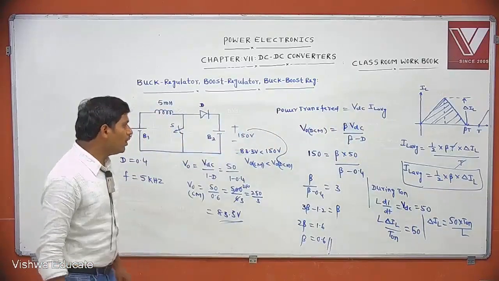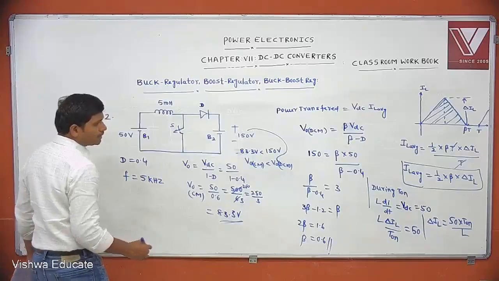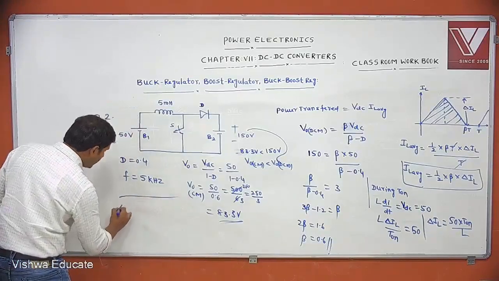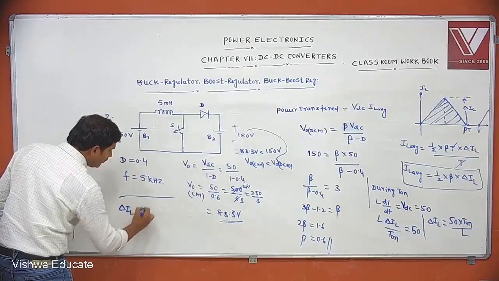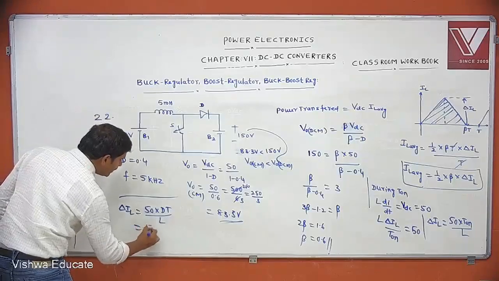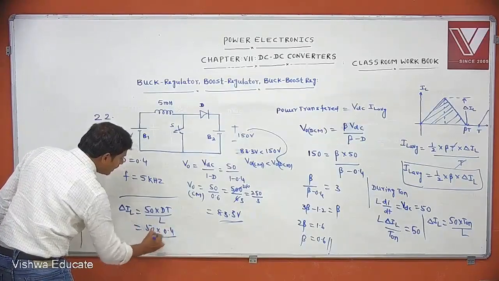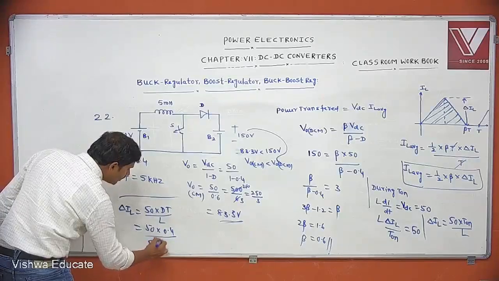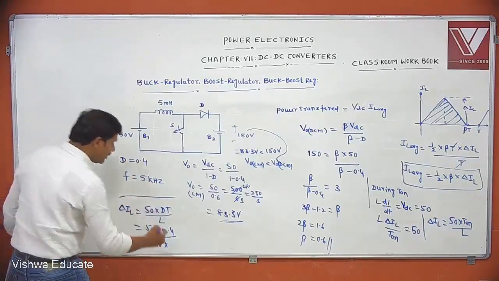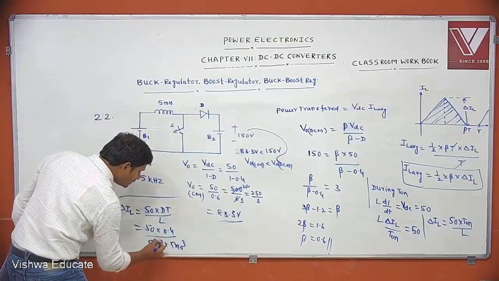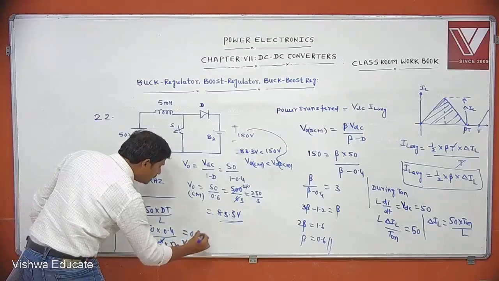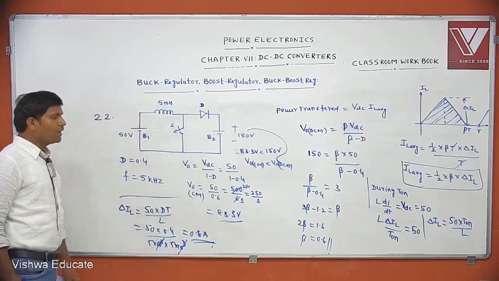T on equals D into T, so delta IL equals 50 into D into T by L. The duty cycle is 0.4, L is given as 5 millihenry, and T is 1 by F, with frequency 5 kilohertz. The powers of 10 cancel, then this is 25. How much do we get? 0.8 ampere. Delta IL is 0.8 ampere.